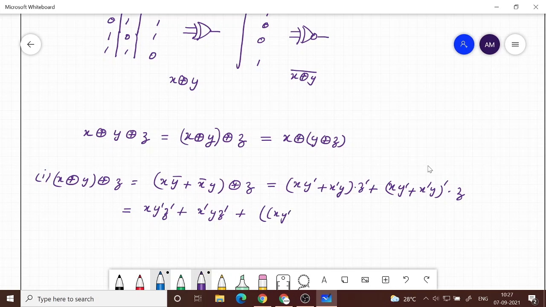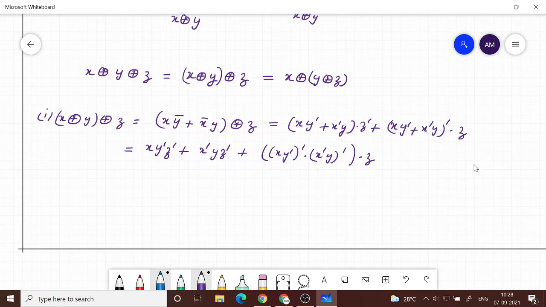x y' dot x' y whole dot z. So that is equal to, so this is basically the XNOR gate. So if I use the previous result, I can directly write it, but let me just show you that. So now I apply De Morgan's theorem one more time.